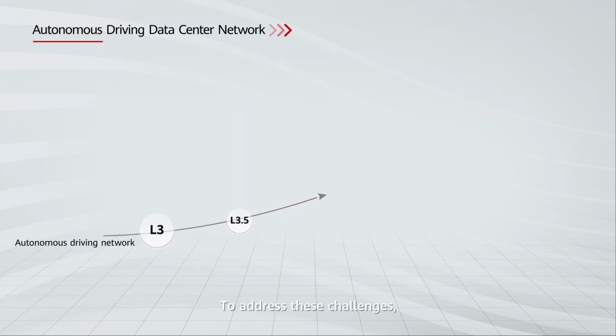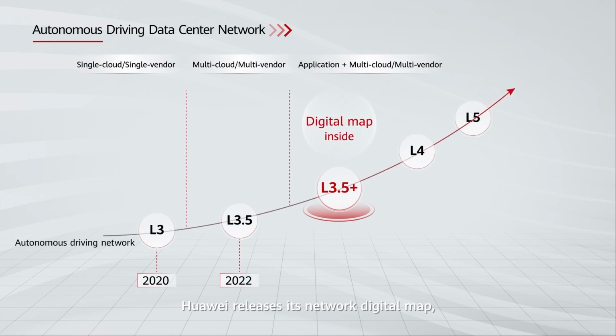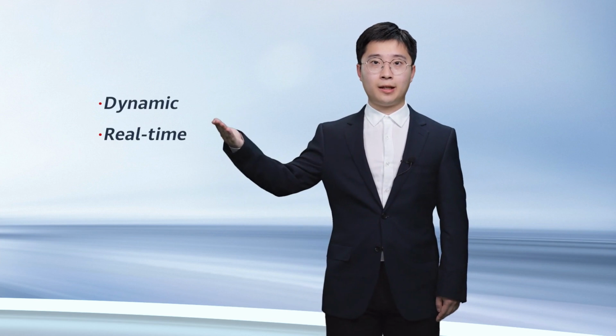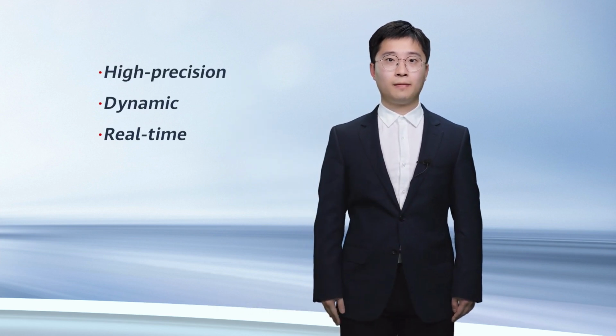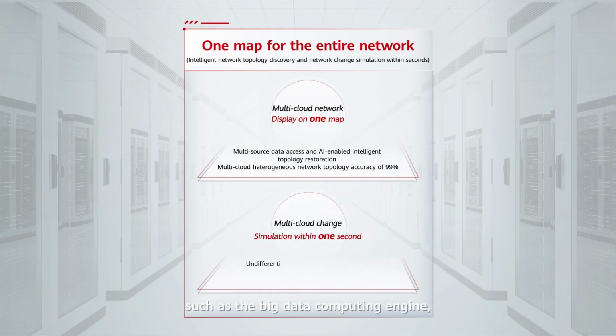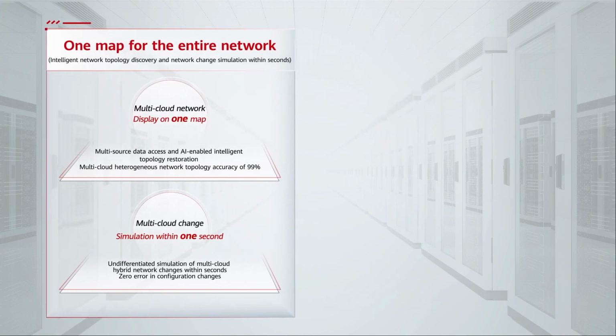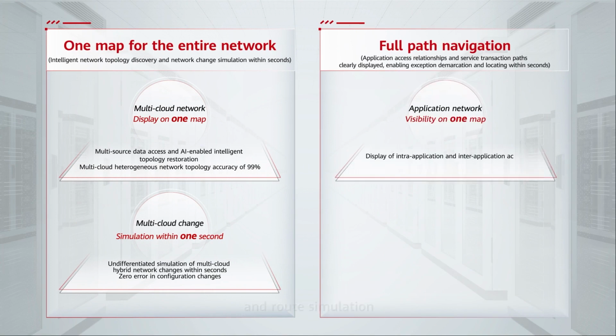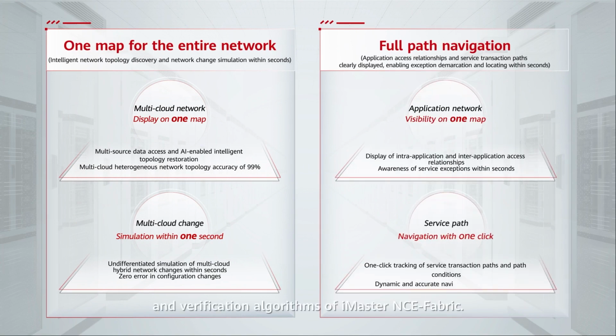To address these challenges, Huawei releases its network digital map, ushering in the era of L3.5 Plus autonomous driving networks. Unlike the static network topology of traditional O&M, Huawei's network digital map delivers real-time, dynamic, and high-precision performance. It is packed with new technologies such as big data computing engine, AI, search algorithms, and route simulation and verification algorithms of iMaster NCE Fabric.